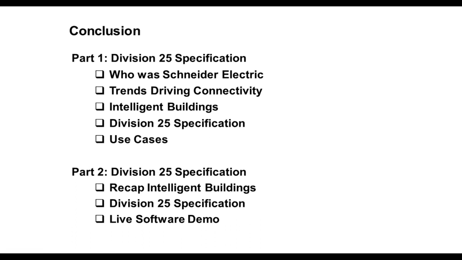Then we had trends driving connectivity, a lot more of what's happening in the trends and in the intelligent spaces that we're starting to see from owners, developers, and consultants. What is an intelligent building? And then we really got into the breakdown of Division 25, what it looks like, the components of it. And then we went through about 3 use cases to show what the applications are and how they connect between the different subsets of divisions.